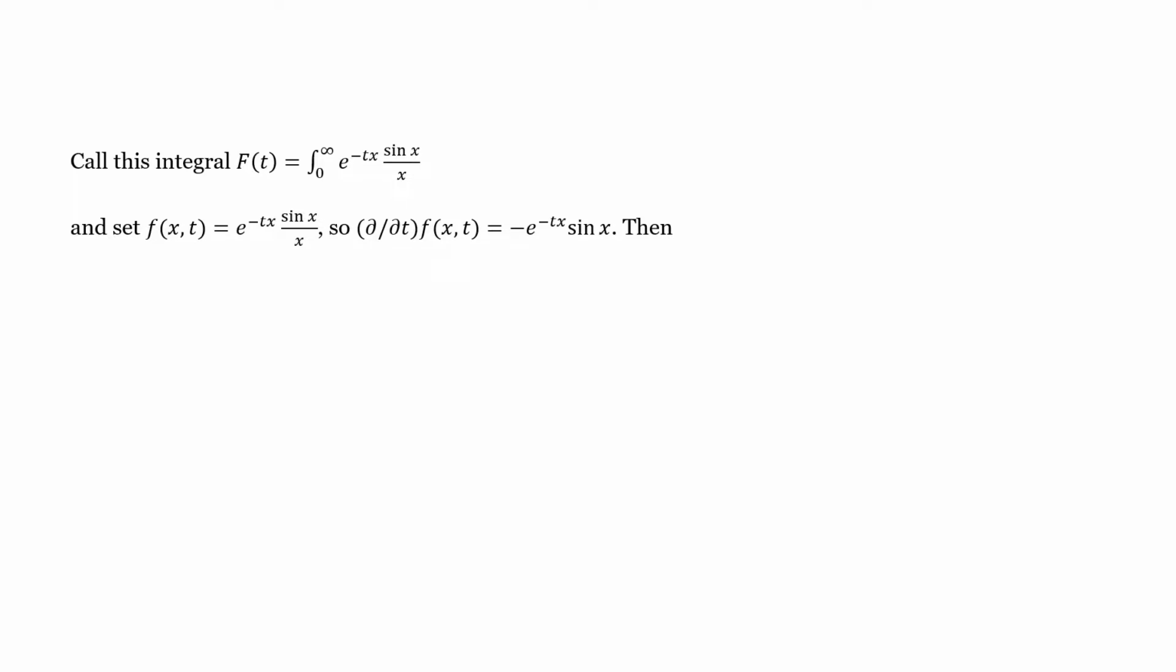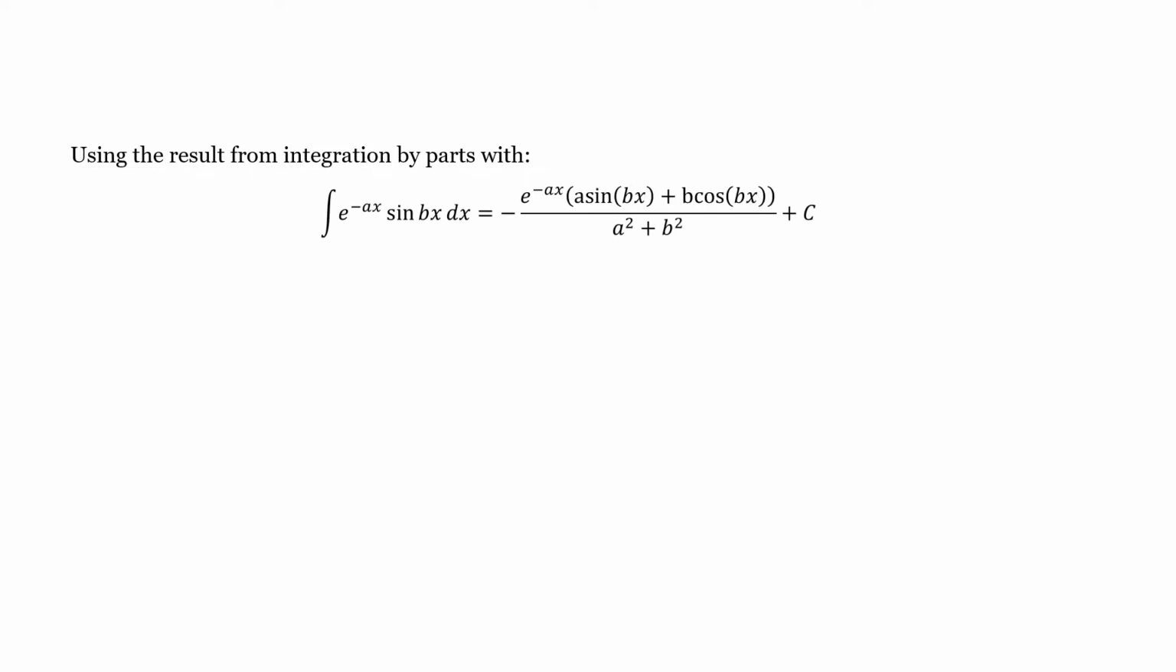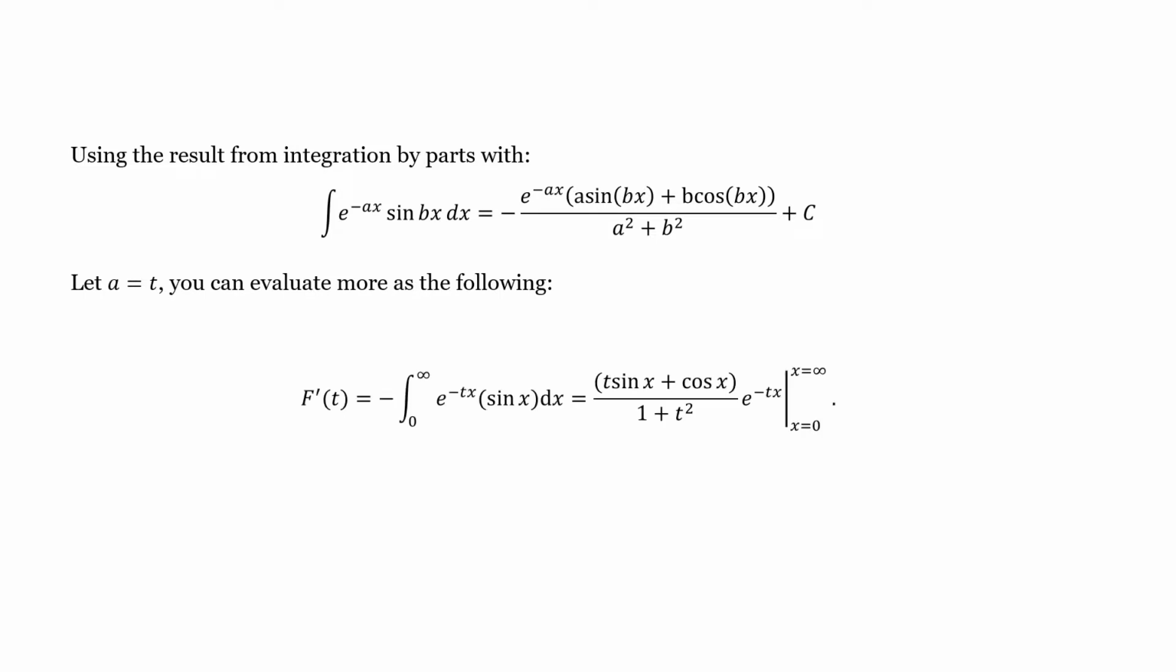So the integrand here is the product of the exponential and sine x over x, where the partial derivative with respect to t will just become the product of a sine and exponential by getting rid of the 1 over x, and now I only have to deal with this, right? This is a lot more beautiful, because we can use the result from the previous section where we introduced the integration by parts solution with these functions. You can use it for general purposes. So if I do, by letting a be t, then we can evaluate rather quickly as the following, right? So all you've got to do is consider what the limit is when you send the x to infinity.